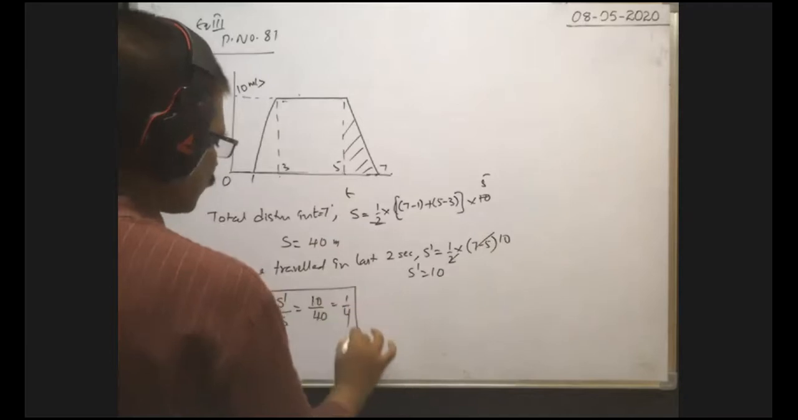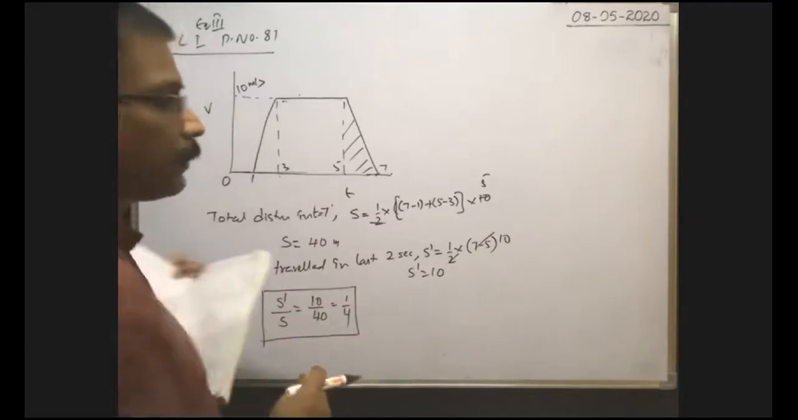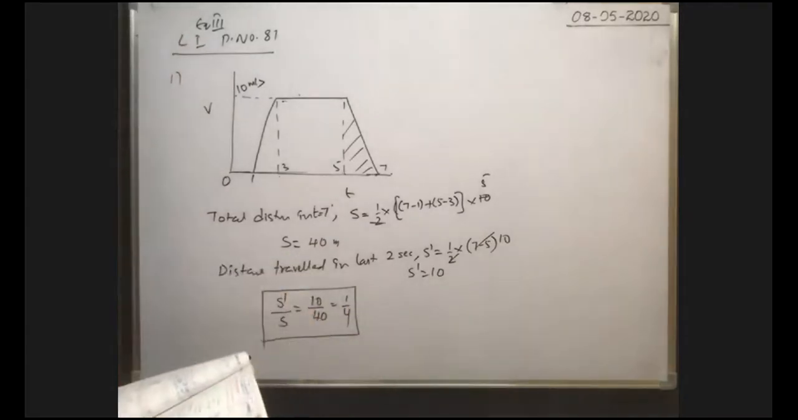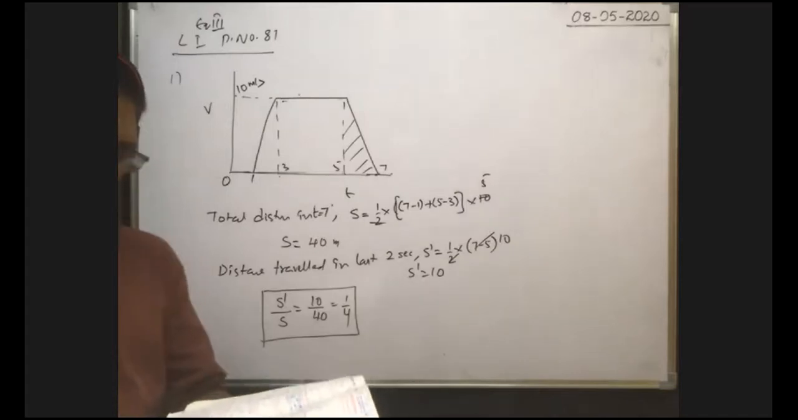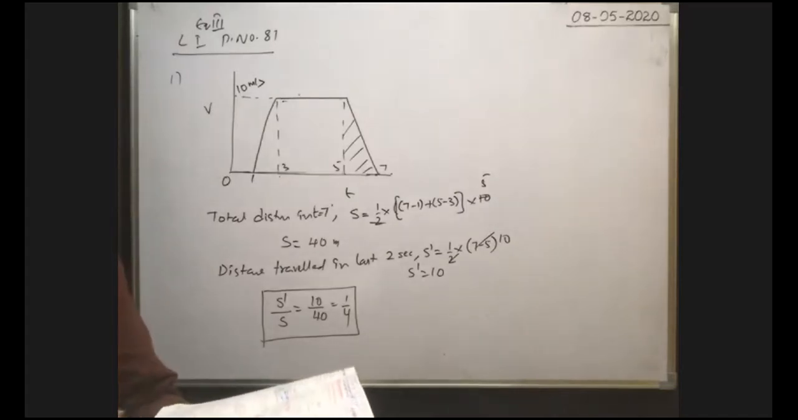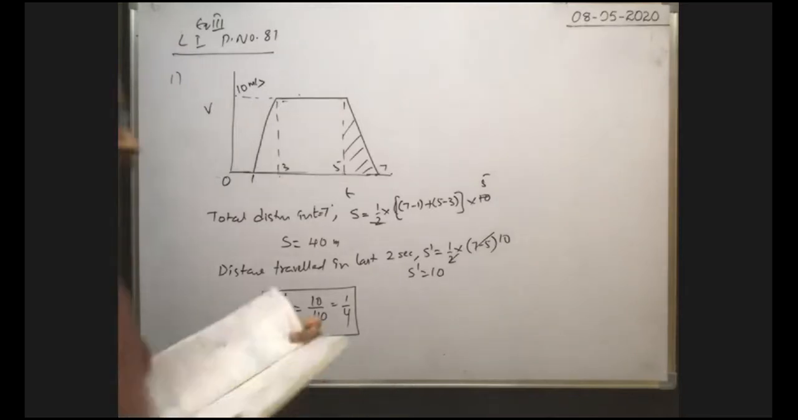So the fraction of distance traveled in the last 2 seconds compared with the total distance is what they asked. So we will get 1 by 4. Okay, in this way you have to do. Next also, I think you can do. Next problem we can do.